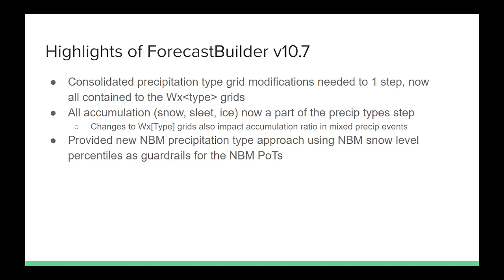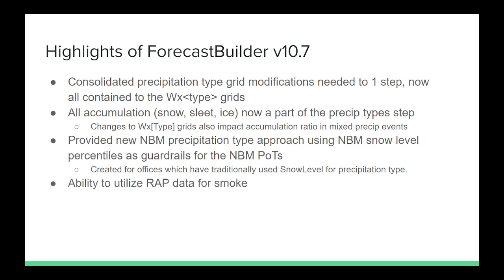For specifically the mountain offices, they've been dealing with using the deterministic snow level as a precipitation type approach. Well, in this release, we're providing the ability to use the MBM precipitation types with the snow level percentiles as guardrails, and we'll demonstrate that coming up. We also have the ability to utilize RAP data for smoke.